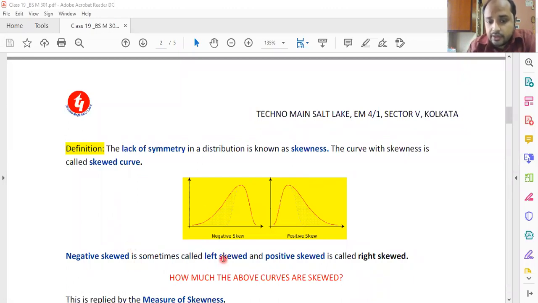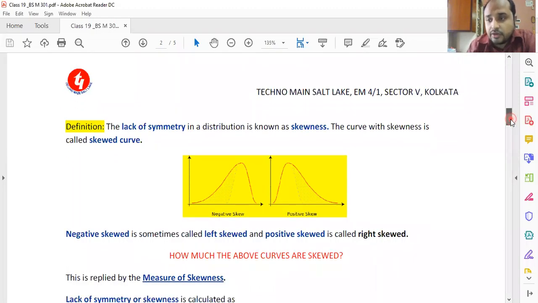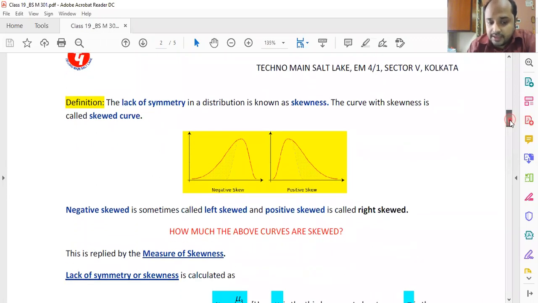Negatively skewed curves are also known as left skewed curves. Positively skewed curves are also known as right skewed curves. Here we are going to discuss how to measure the skewness of the positively or negatively skewed curve, whatever it is. And for this, I'm going to take the help of moment.